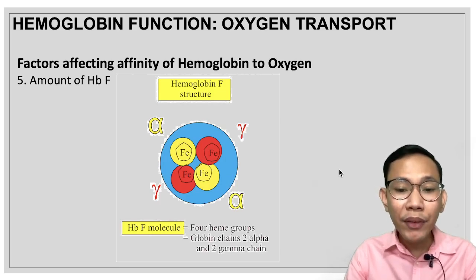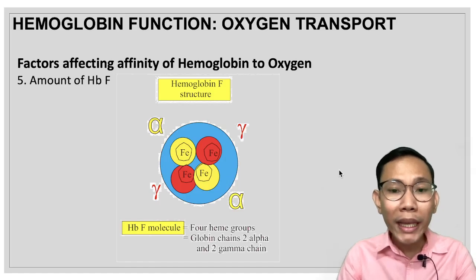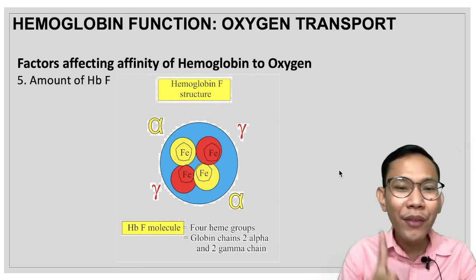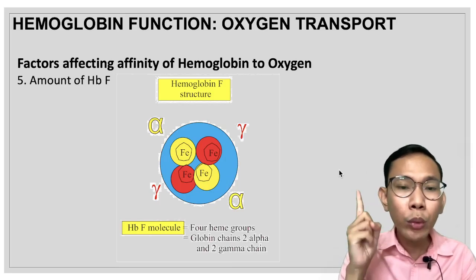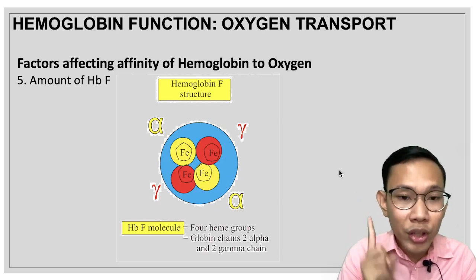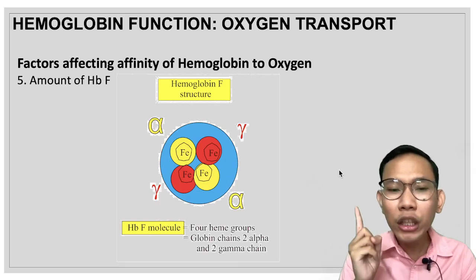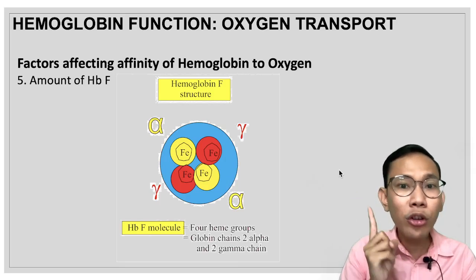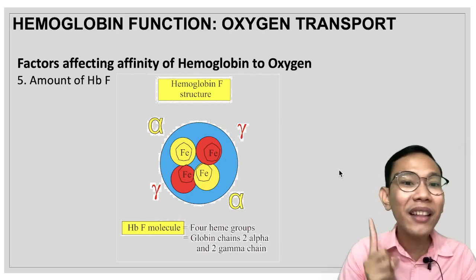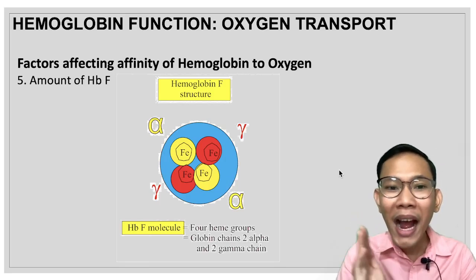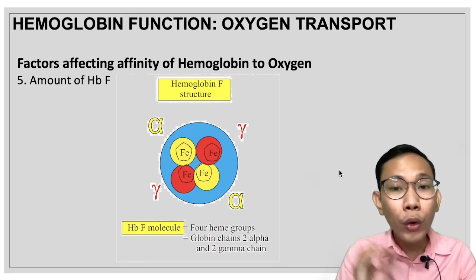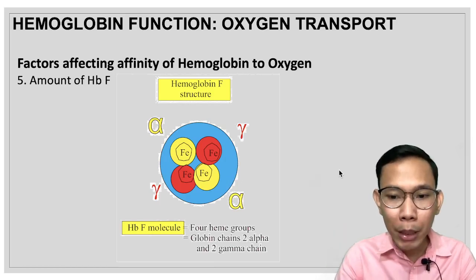So this increased affinity for your oxygen is due to weakened ability to bind to your 2,3-BPG, because your hemoglobin F will have a weakened affinity sa ating 2,3-BPG. Ano ang trabaho ng 2,3-BPG? It will now cause a release of your oxygen. Kung hindi mag-attach si ating 2,3-BPG, marirelease ba ang ating oxygen? Of course, hindi marirelease ang ating oxygen. That's the basic mechanism why your hemoglobin F will have higher affinity to our oxygen, also in relation to your 2,3-BPG.